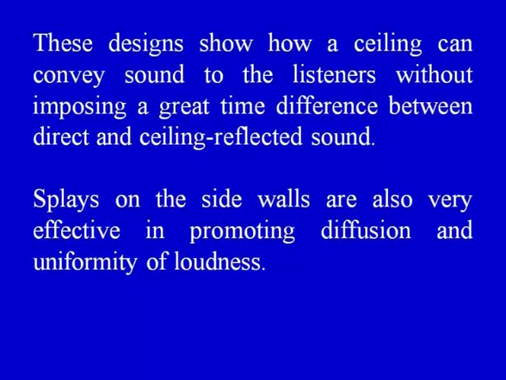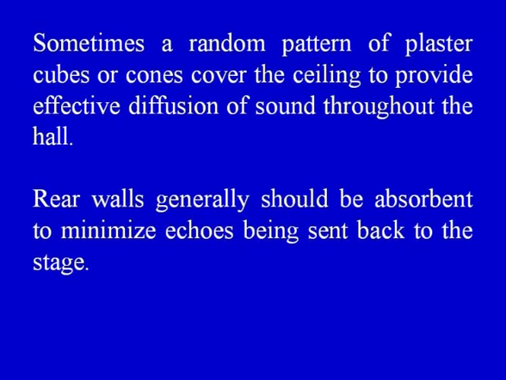These designs show how a ceiling can convey sound to the listeners without imposing a great time difference between direct and ceiling reflected sound. Displays on the side walls are also very effective in promoting diffusion and uniformity of loudness. Sometimes a random pattern of plaster cubes or cones covers the ceilings to provide effective diffusion of sound throughout the hall. Rear walls generally should be absorbent to minimize the echoes being sent back to the stage.